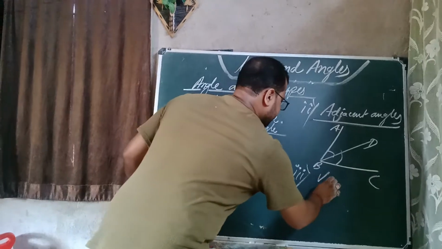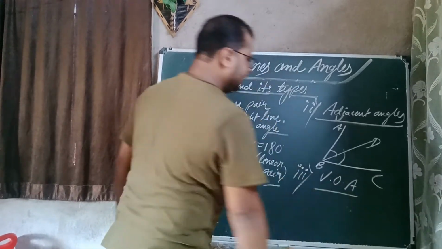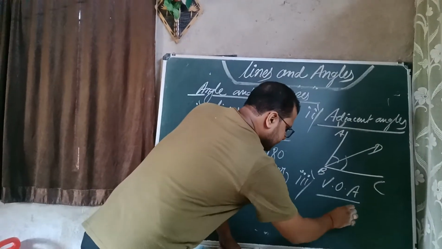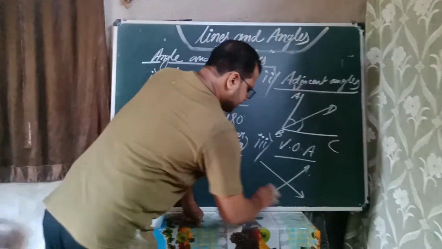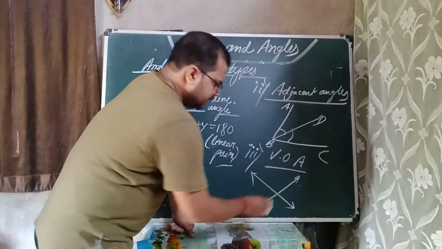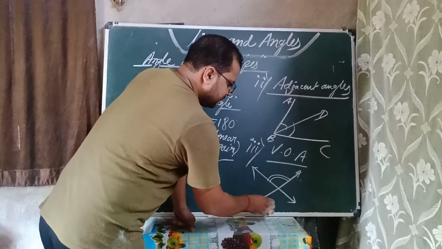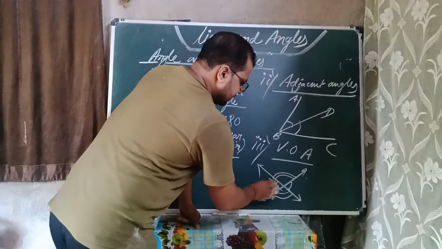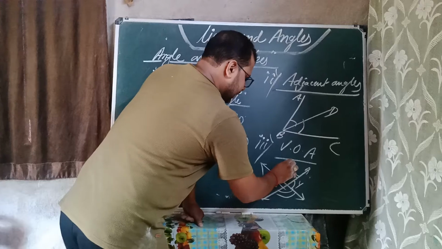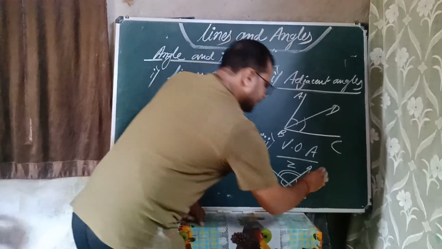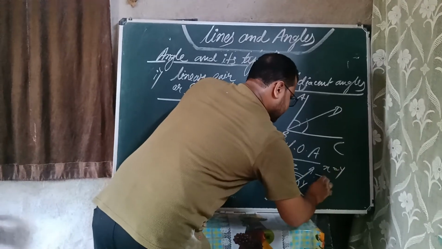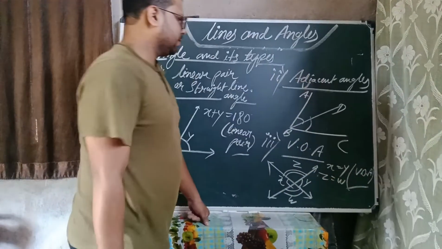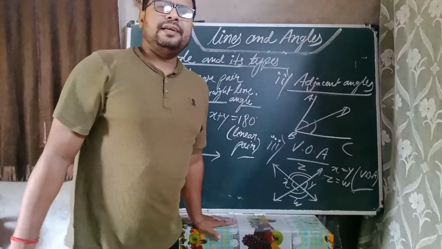Third, very common, VOA, vertically opposite angles. When two intersecting straight lines pass like this, then this angle would be equal to this angle, and this angle will be equal to this angle. Suppose x is equal to y and z is equal to w. So we can write x equals y and z equals w by vertically opposite angles. I hope it is clear to you, students.